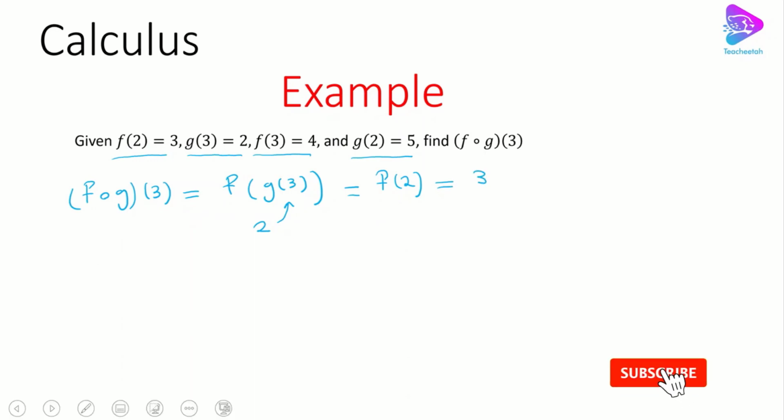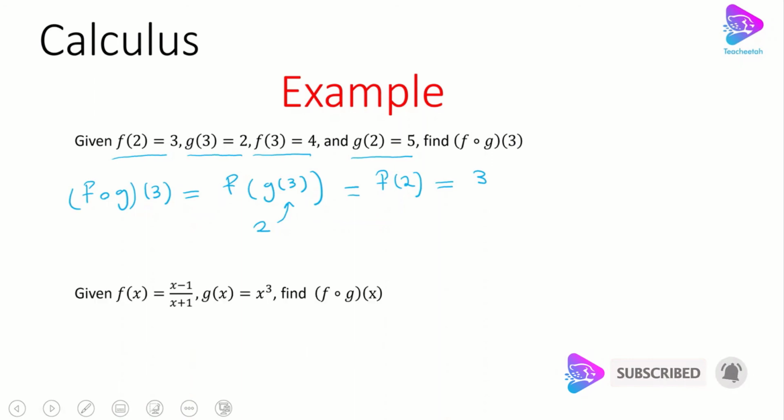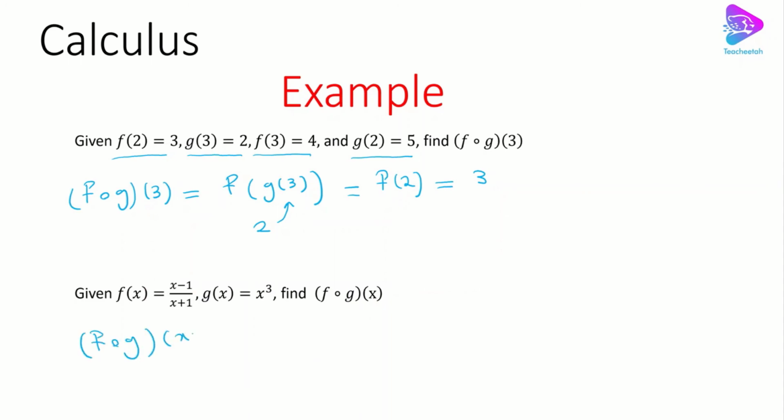The last example that we have for today is f of x equals x minus 1 over x plus 1, g of x equals x to the power of 3, and we want to find f of g of x. So here again, we have to use the same definition for function composition. So f of g of x is basically f(g(x)), and instead of g of x, now we have to plug in x cubed. So it's going to be f of x cubed.